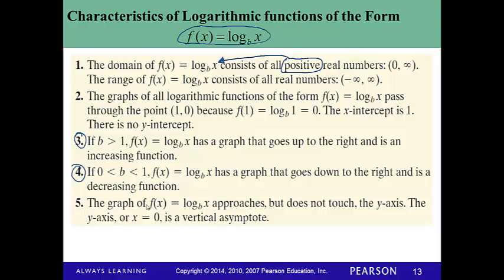I'll leave characteristics 3 and 4 for you to read through. Let's look at 5. The graph of f of x equals log base b of x approaches but does not touch the y-axis. Therefore the y-axis, or the line x equals 0, is a vertical asymptote. You remember your exponential functions had a horizontal asymptote, the line y equals 0. But now your log function has a vertical asymptote, the line x equals 0. Characteristics 1, 2, and 5 are the ones you need to know, and 3 or 4 is just added information.